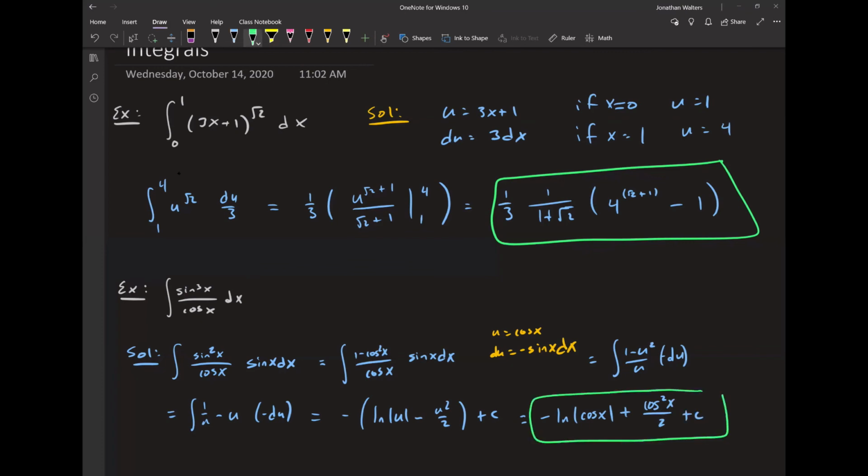Of course, I could change that to natural log secant. If I want to pull that negative in as the exponent of the cosine, I could say that that's 1 over cosine. That makes sense? So I could say natural log secant plus cosine squared over 2 plus c.